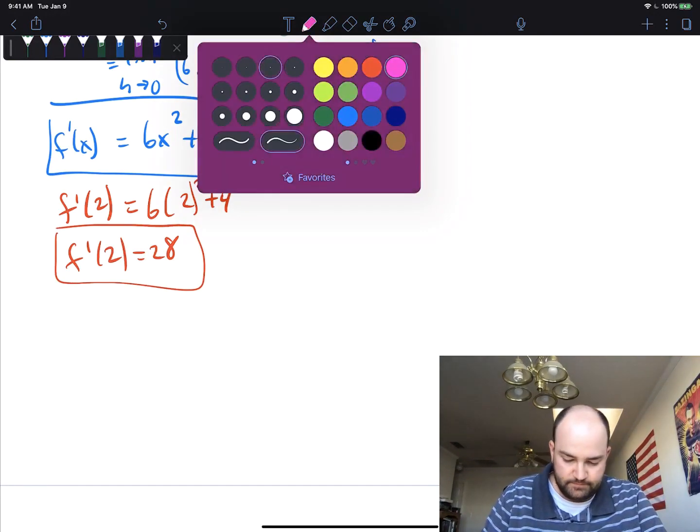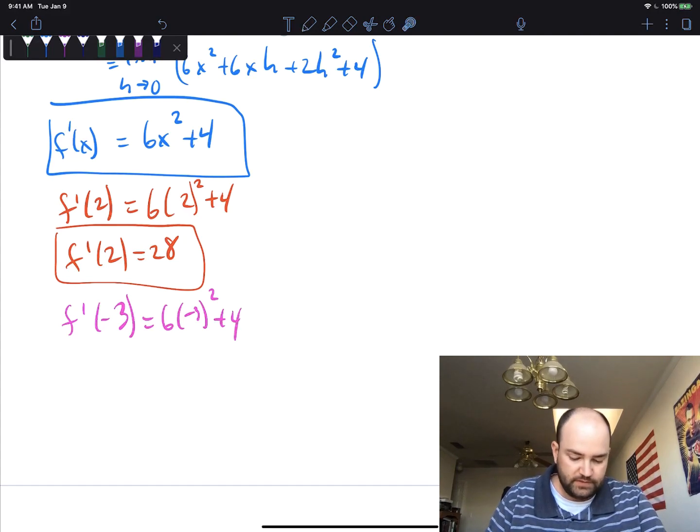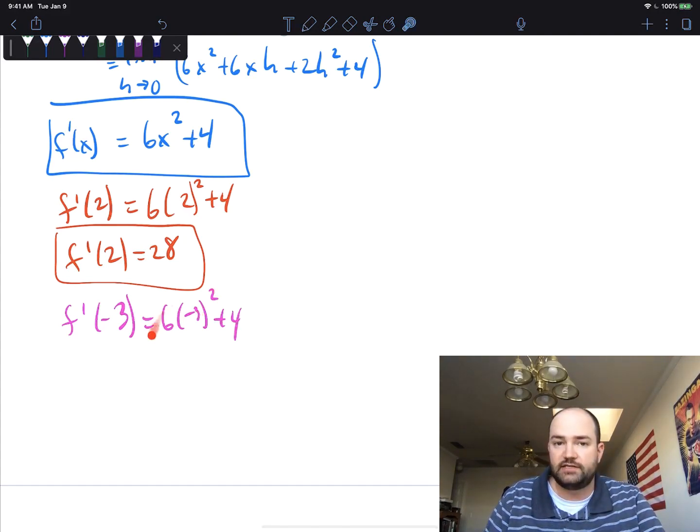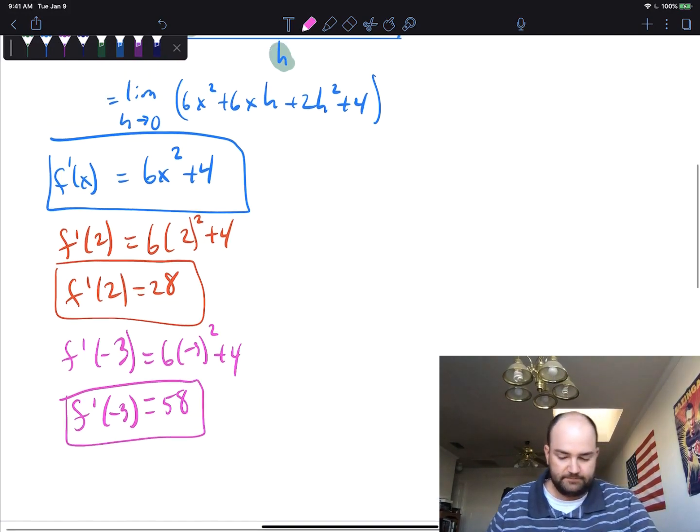Awesome. And then we can find f prime of negative 3. Plug that in: 6 times negative 3 squared plus 4. Negative 3 squared is 9. 9 times 6 is 54. 54 plus 4 is 58. So this is going to give us 58. So f prime of negative 3 is 58.